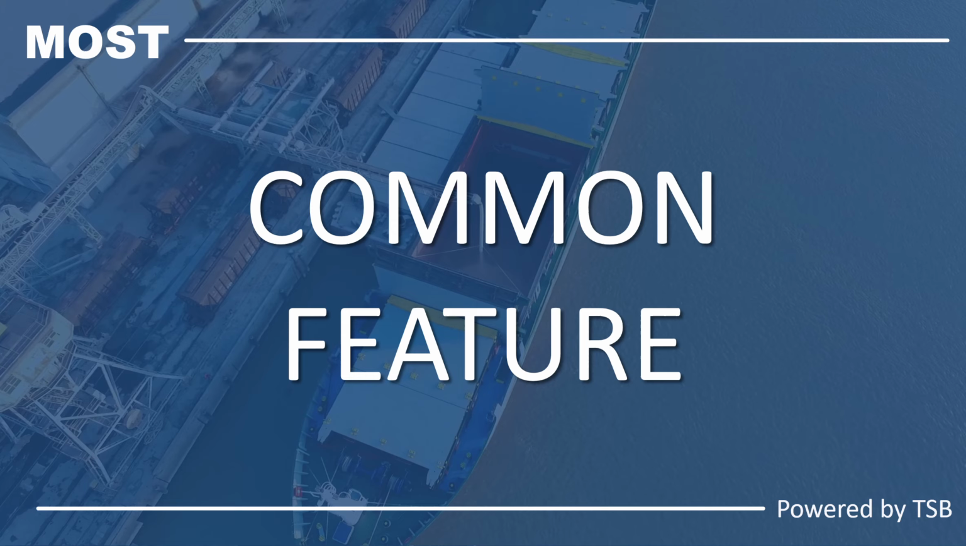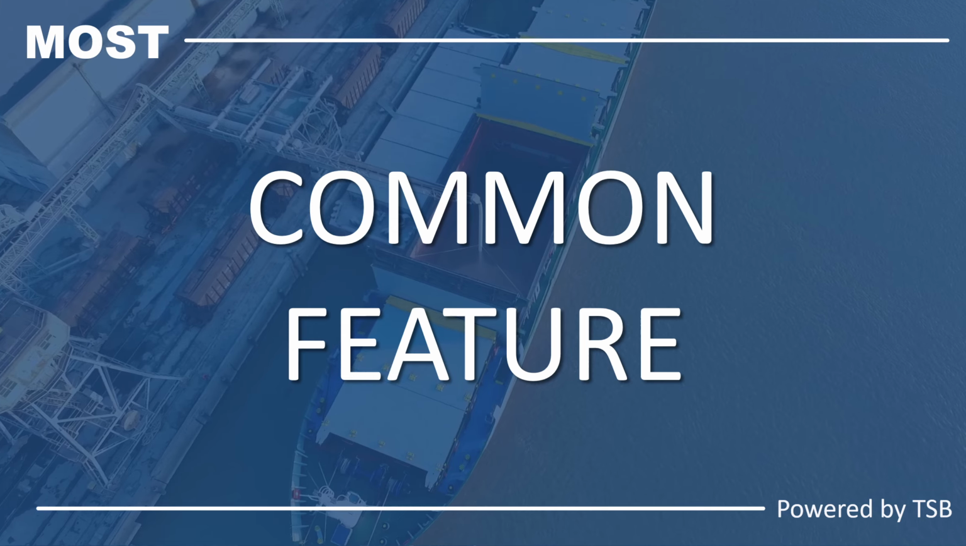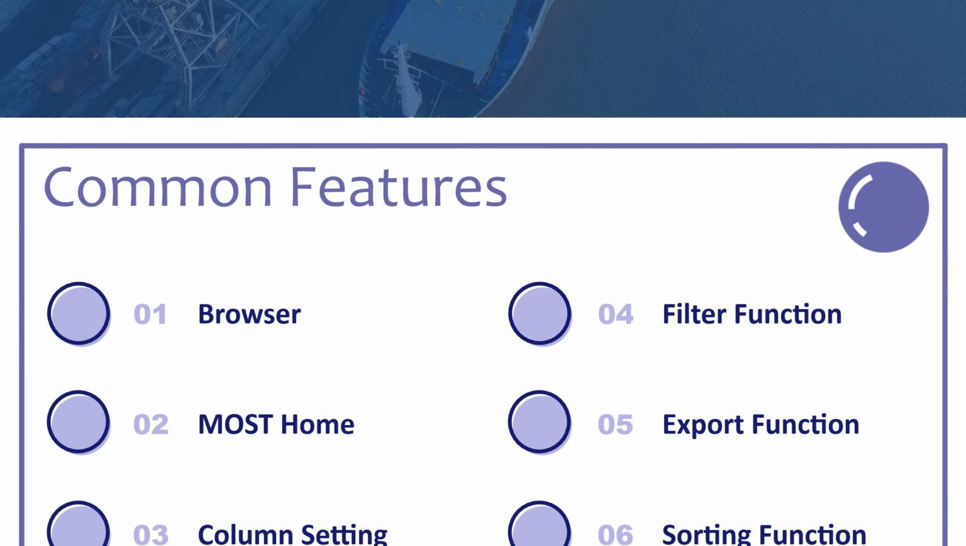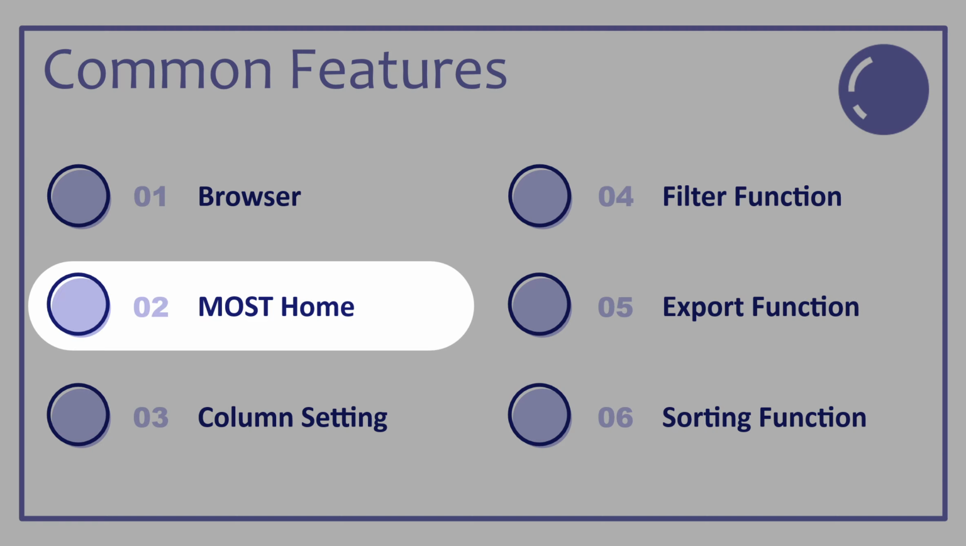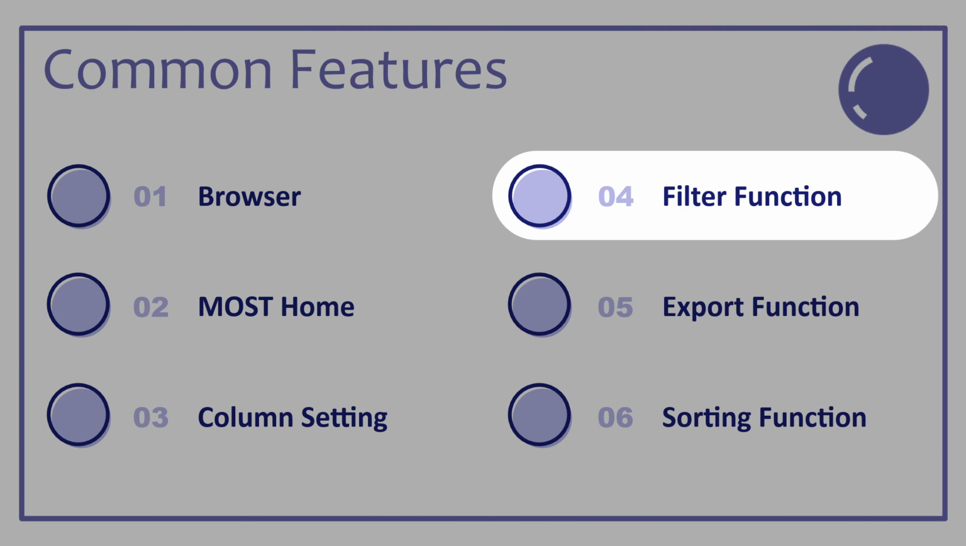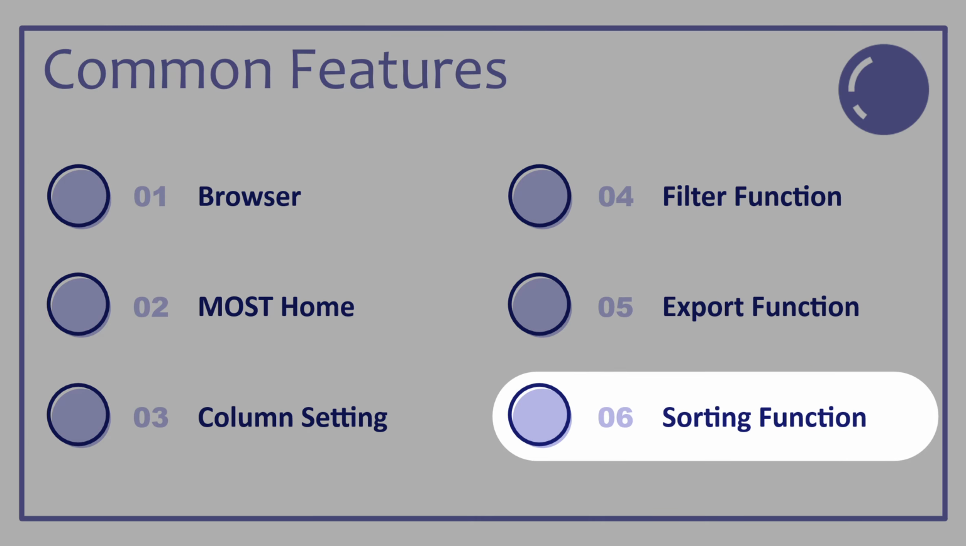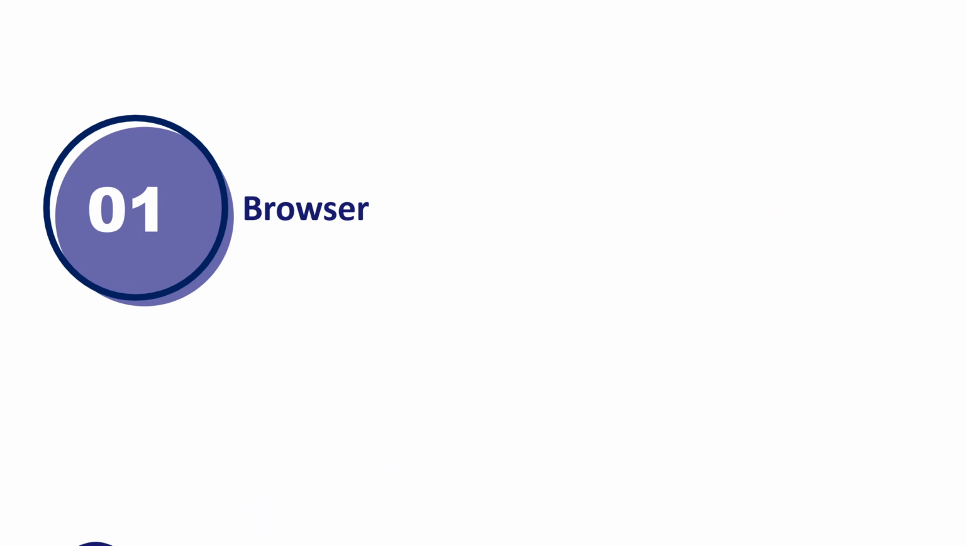Common features. In this video, we'll go over some key features in the MOST system. Let's start by exploring the common features. These include browser, MOST home, column setting, filter function, export function, and sorting function. First, let's talk about browser.